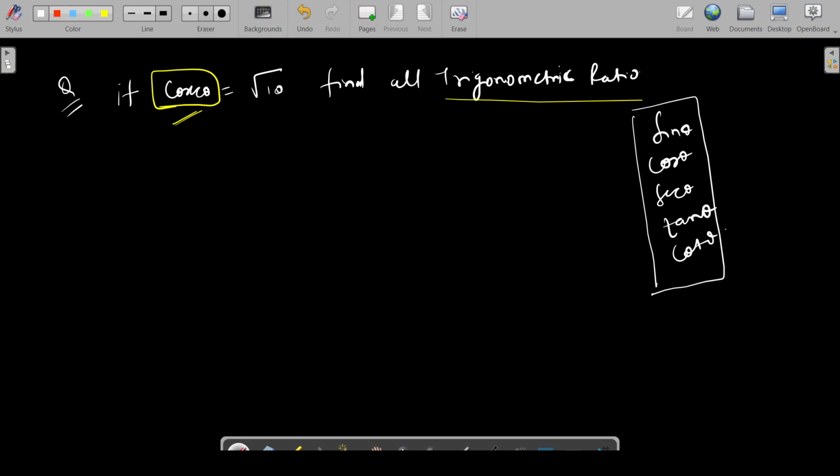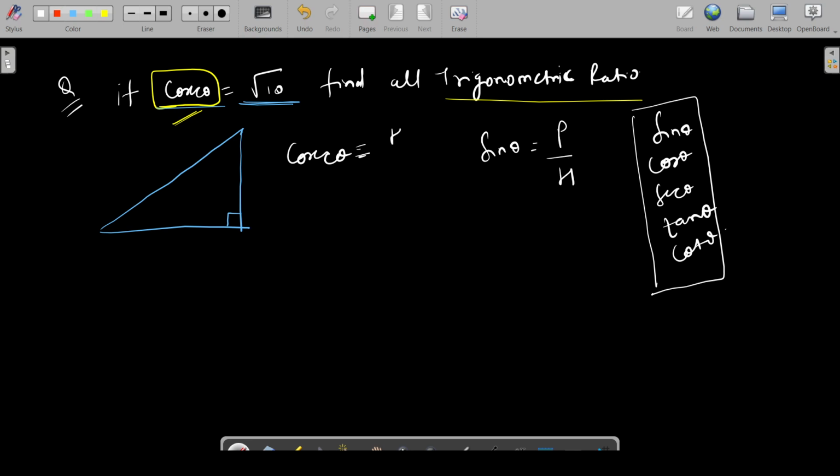So let's see how we are going to solve this. It's pretty simple and straightforward. Here it is written cosec theta equal to root 10. Let me first draw a right angle triangle. As I told you in the earlier lecture, always remember the perpendicular and base will make 90 degrees. Now, cosec theta is the opposite of sine theta. Sine theta is perpendicular upon hypotenuse, and cosec theta is hypotenuse upon perpendicular, just a reciprocal.